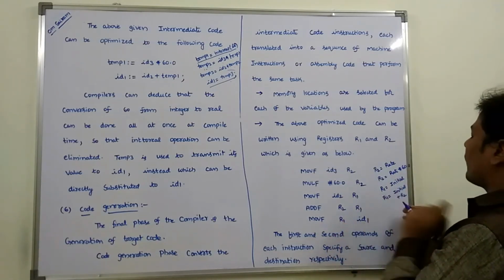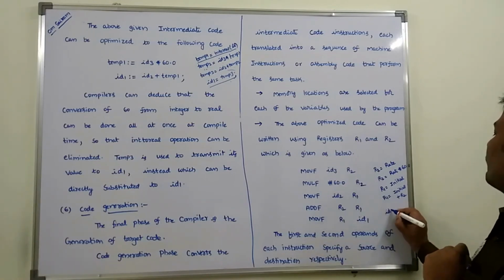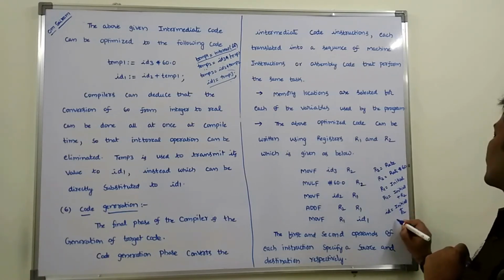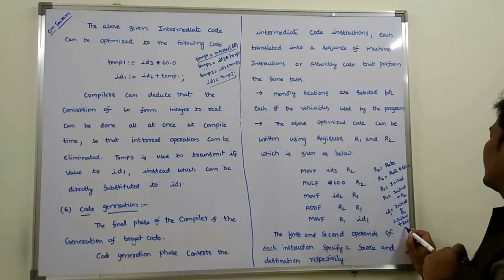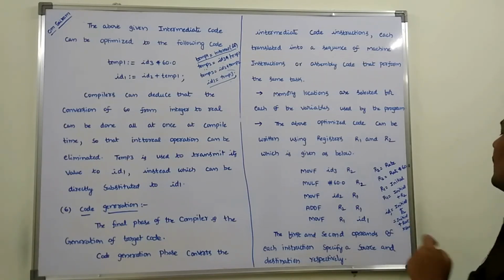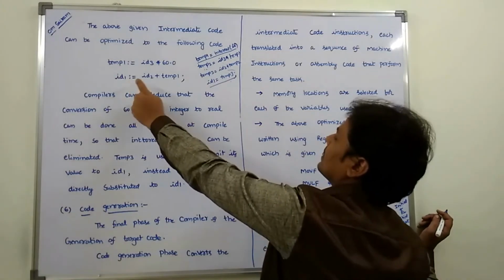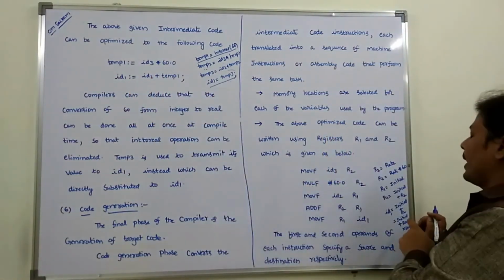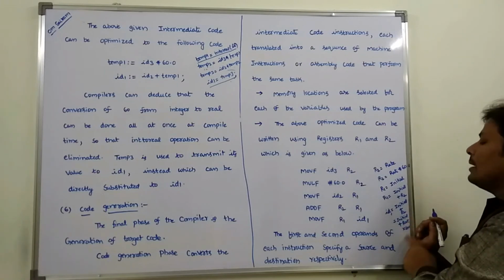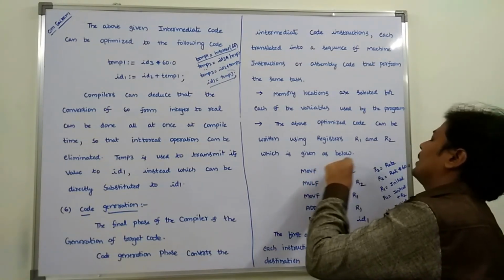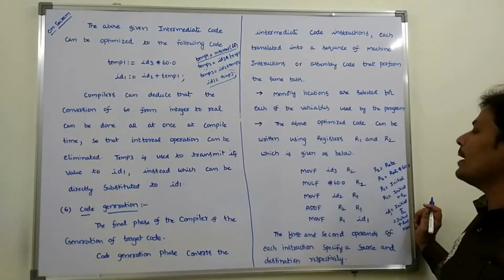Now MOVF R1, ID1. So now ID1 is equal to initial plus R2, that means initial plus ID3, that is rate into 60.0. So the final result is there at ID1. This is ID1 equal to ID2 plus temp1. ID2 is initial, temp1 is nothing but rate into 60. Here the first one deals with the source operand, the second one deals with the destination operand.